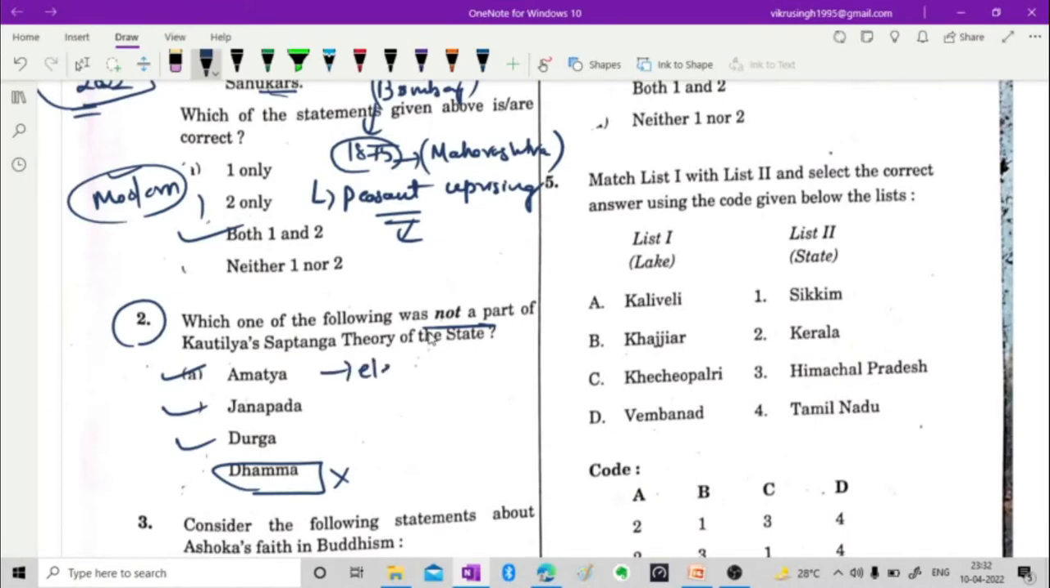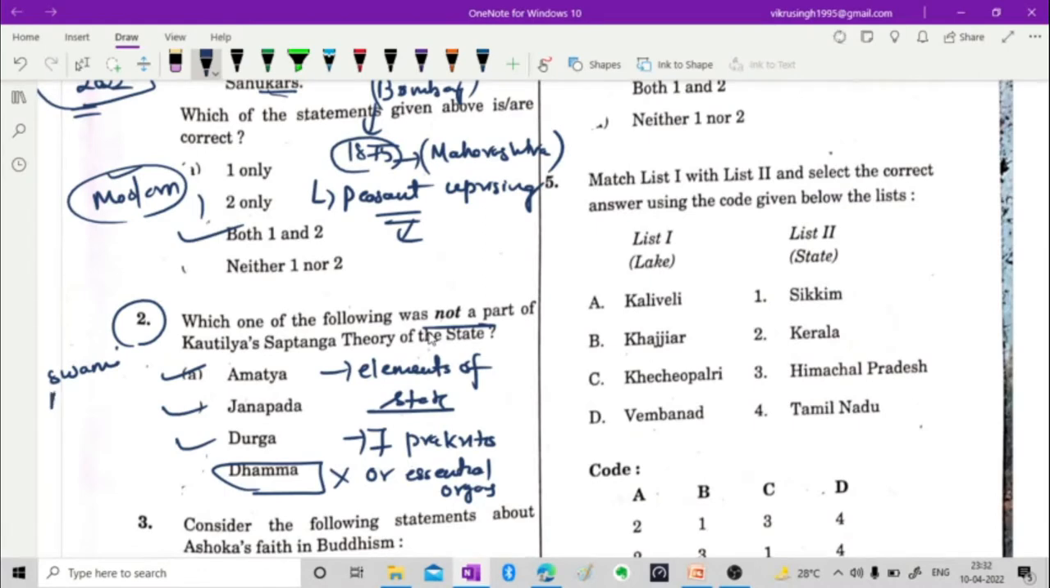This is regarding the topic of elements of state. So the elements of state, Kautilya enumerated 7 prakritis, or essential organs, or we call it essential organs. So it was the Swami, 7 kya kya the? I will just enumerate: Swami, Amatya, Janapada, Durga, Danda, and Mitra, and one more is Kausha.